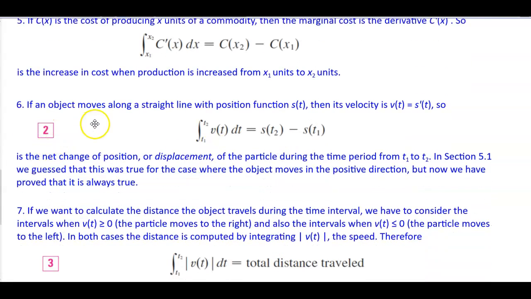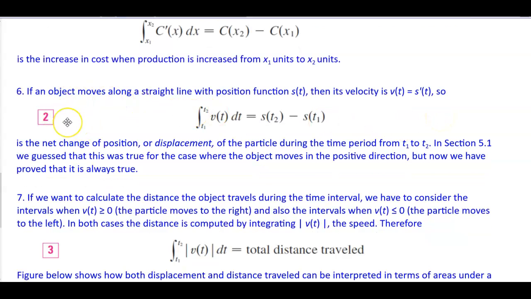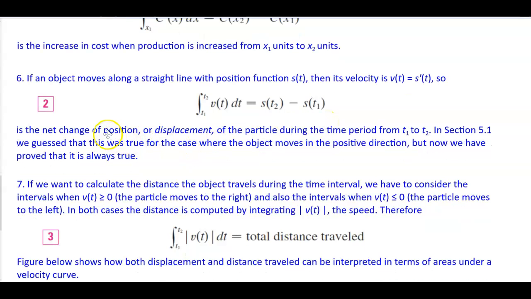Number 6, if an object moves along a straight line with position function s of t, then its velocity is v of t, which is equal to s prime of t. So we saw this definition before, where the integral of v of t dt going from t1 to t2 is going to equal s of t2 minus s of t1. This is the net change of position, or displacement, of the particle during the time period from t1 to t2. In section 5.1, we guessed that this was true for the case where the object moves in the positive direction, but now we have proved that it is always true.